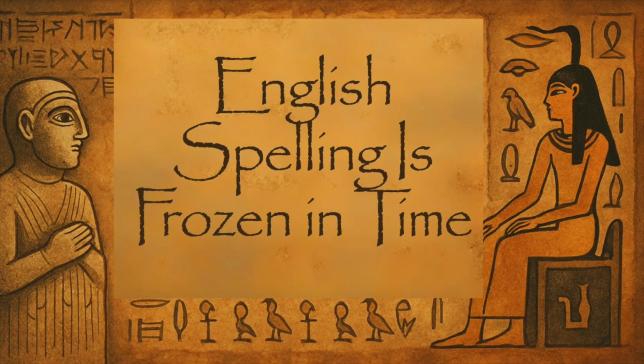English spelling is frozen in time. Most English spelling was locked in place by printers in the 1500s, just as the language was undergoing major pronunciation shifts. That's why words like knight and colonel still look like linguistic fossils.